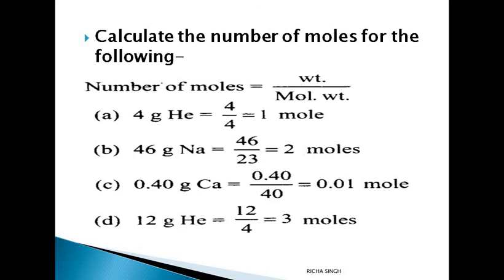46 grams of sodium. 46 is the given value and the atomic mass of sodium is 23. It represents 2 moles. If the question is 0.40 gram of calcium, how many moles is it going to form? You will solve it as 0.40 upon 40, because 40 is the atomic mass of calcium, that is 0.01 mole. 12 grams of helium, again 12 upon 4, because 4 is the atomic mass of helium. You will get the answer 3 moles.